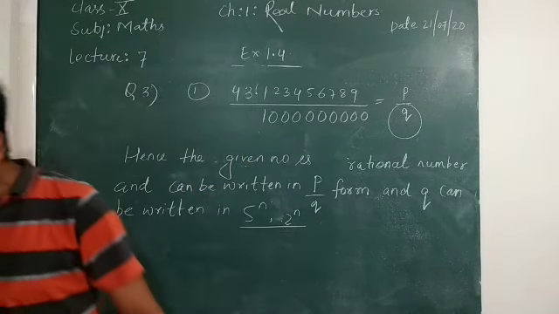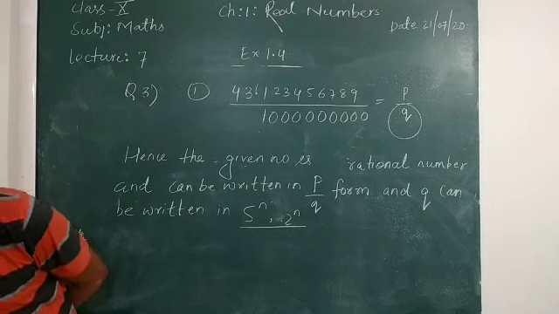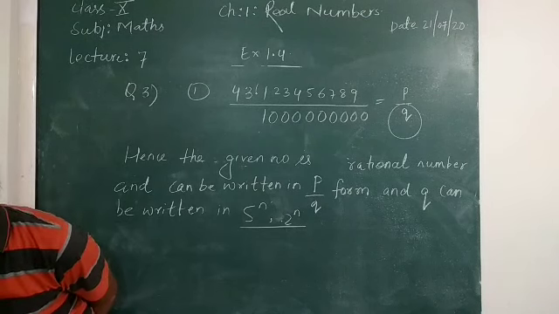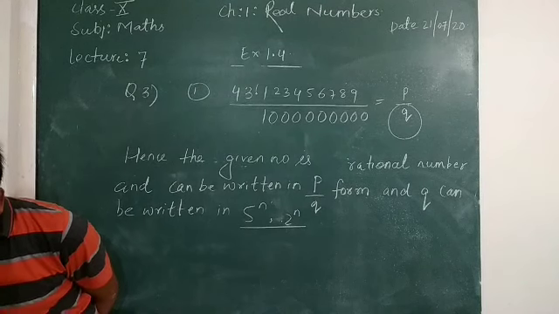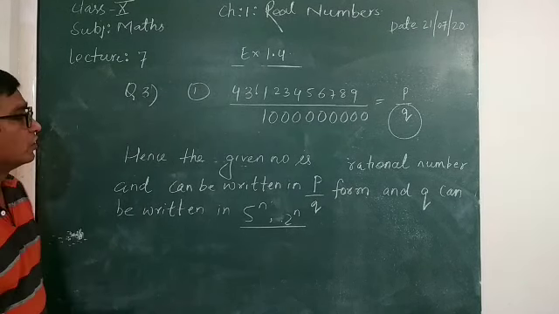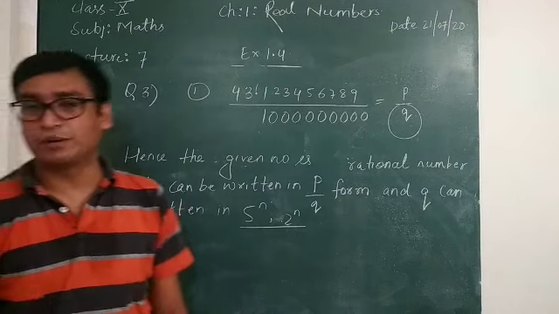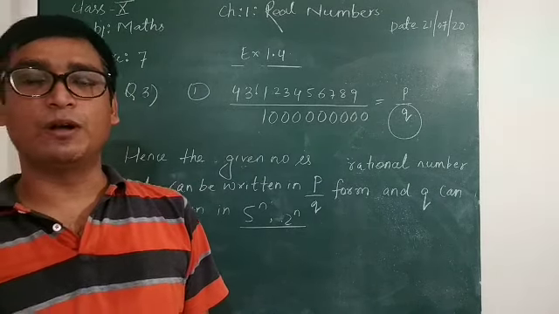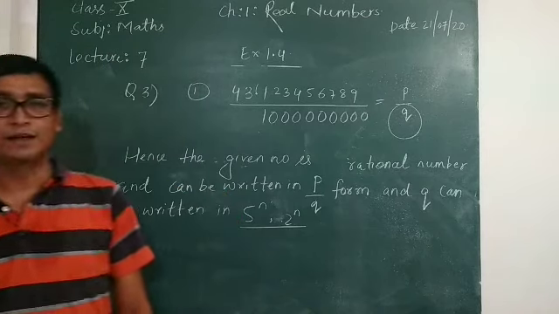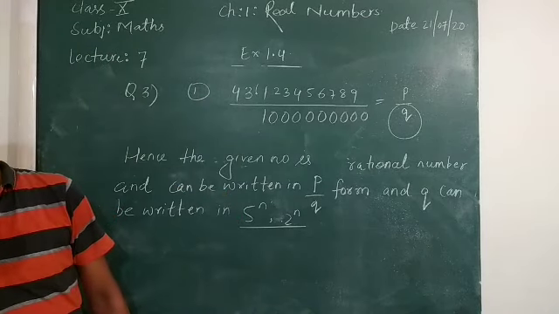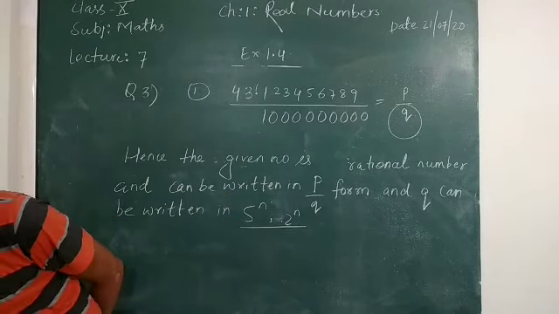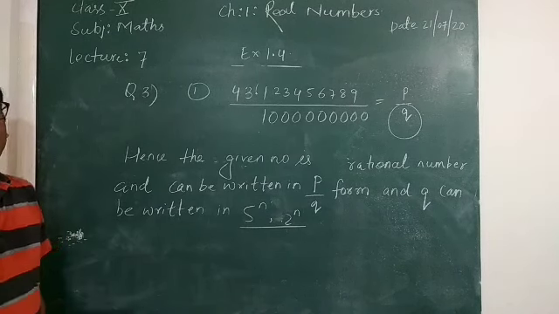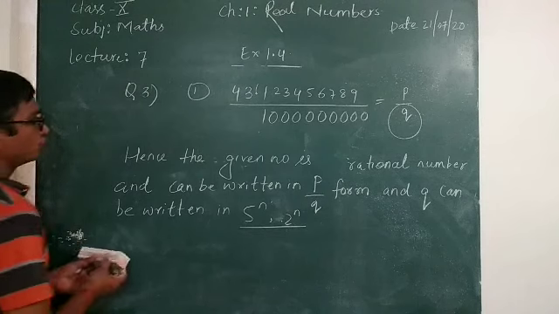Now similarly, we can write here, the second option is given: 0.12012000. So this is not a rational number, because it cannot be written in the form of p by q, as it is not even a terminating or repeating decimal number. So it is an irrational number.